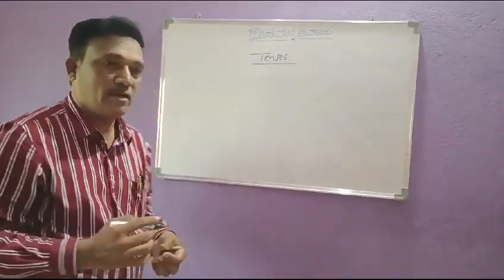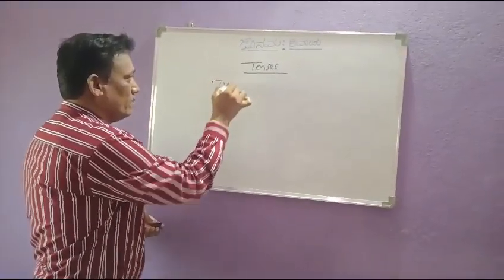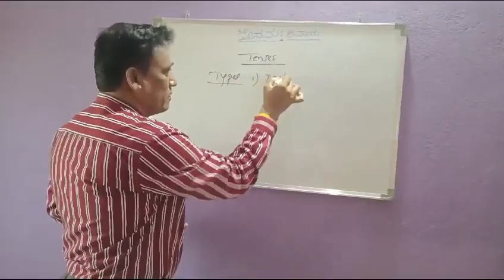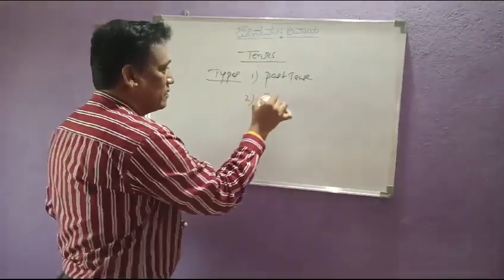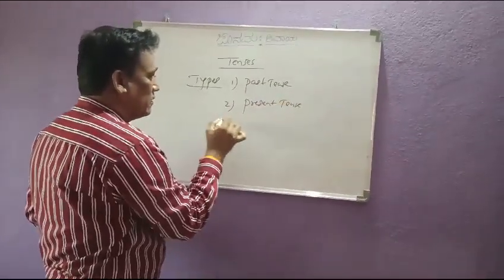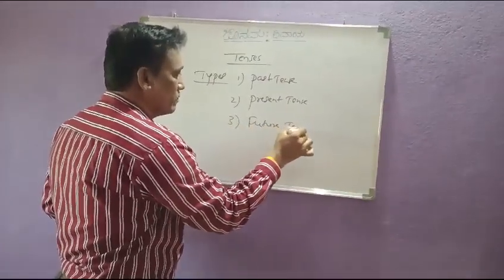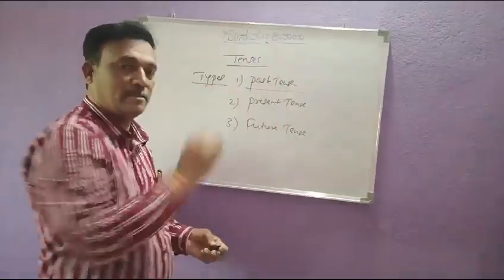There are three types of tenses. First one is past tense. Second is present tense. Third is future tense. Let us first understand what is past tense.